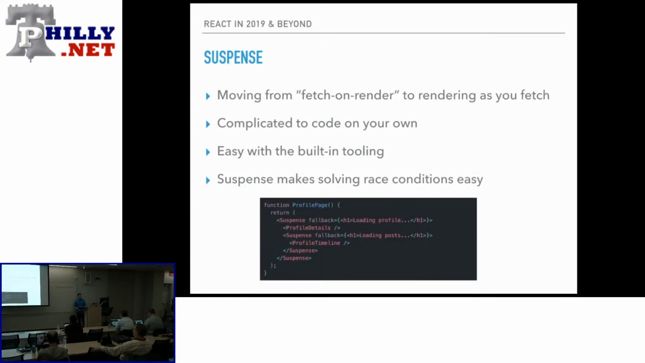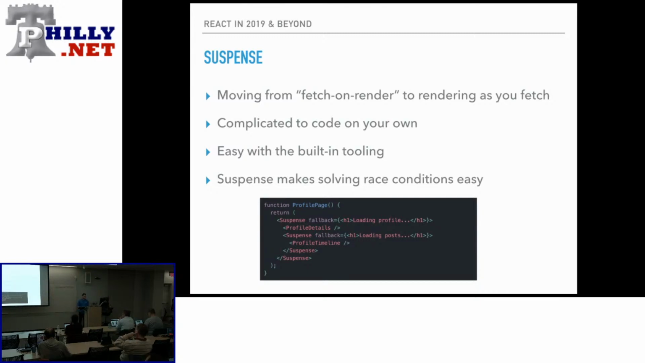Suspense is the other big hitter in the experimental track right now, and it goes hand in hand with concurrent mode. Concurrent mode is meant to make your UIs feel faster, if that's what you're looking for, but Suspense makes it easy to have fallback and loading states. So you can choose your own where it makes sense for your application, for your users to have a better user experience.